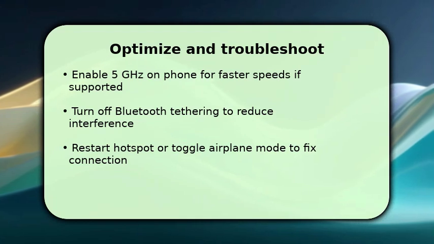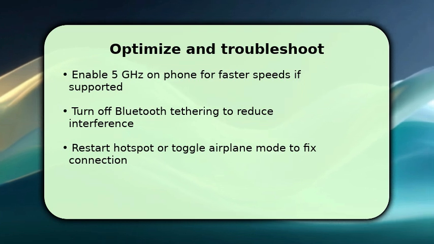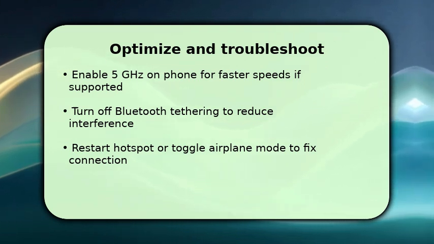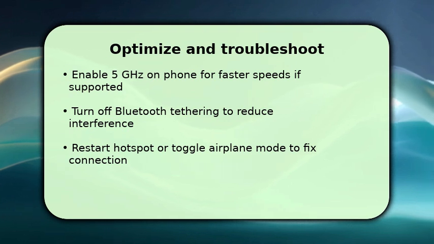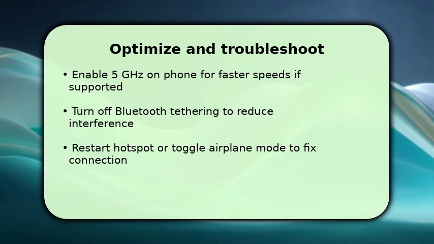Finish by optimizing settings. Switch the hotspot to 5 GHz if your phone and PC support it for better speeds, and disable Bluetooth tethering to avoid interference. Keep an eye on mobile data and battery. Plug the phone into power if long use is planned.